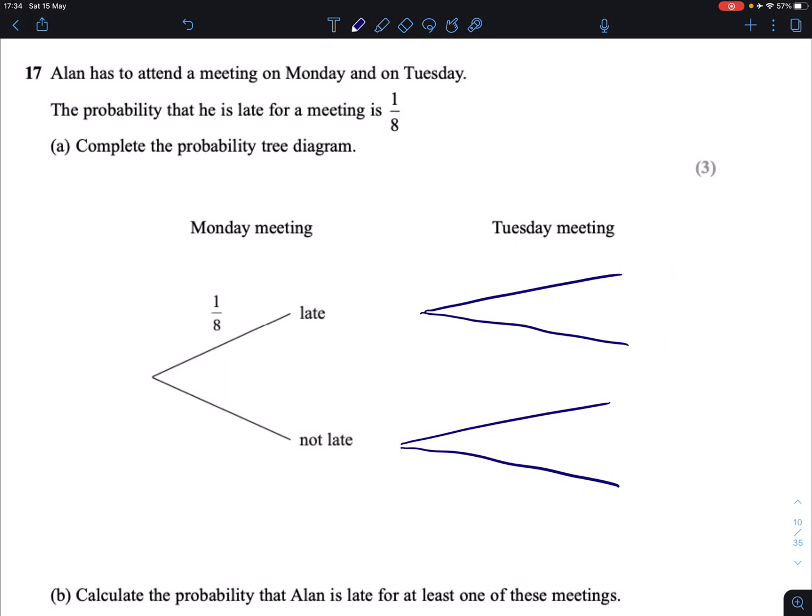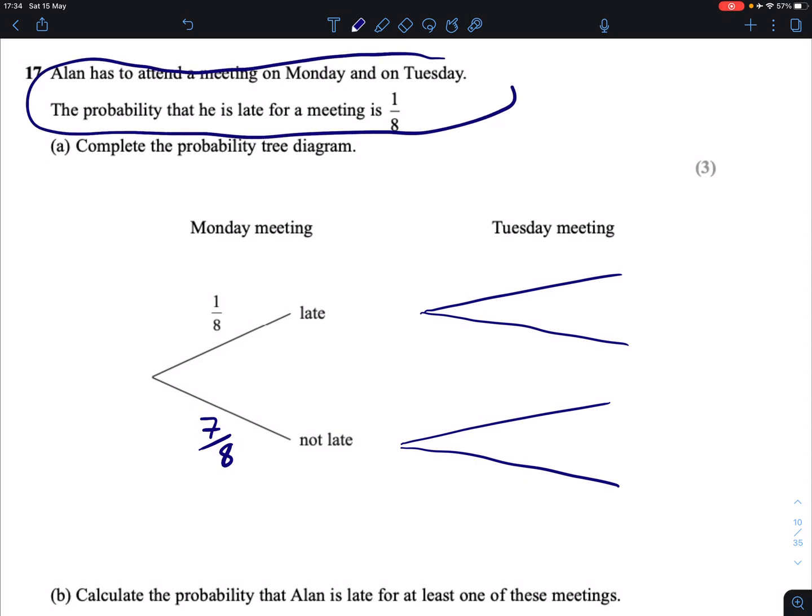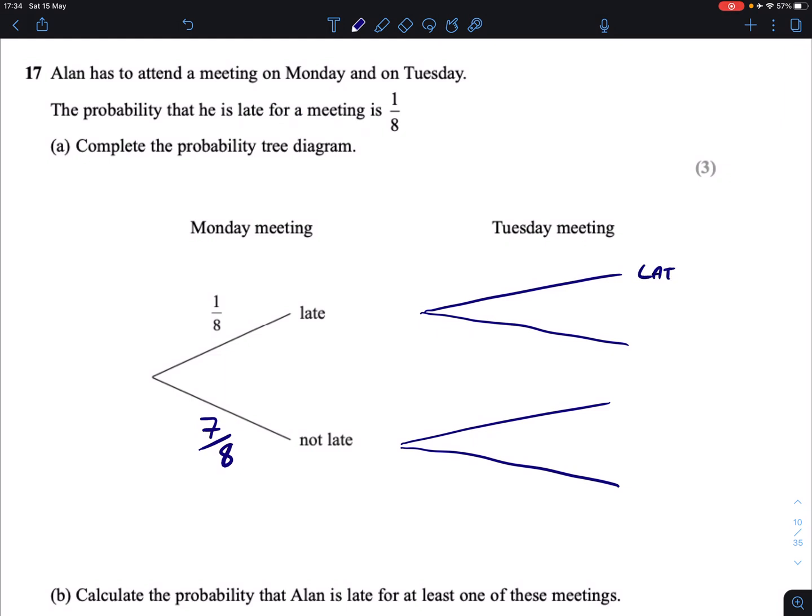If the chances of him being late is 1 out of 8, the chances of him being on time or not late will be 7 out of 8. There's no mention of this being different from any given day. It just says late for a meeting, full stop. So that means that you're late and not late, and their probabilities on Tuesday are exactly the same as they are on Monday. So I put in my 1/8, 7/8 for both of those, and that part's done.